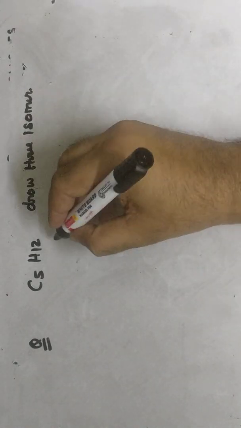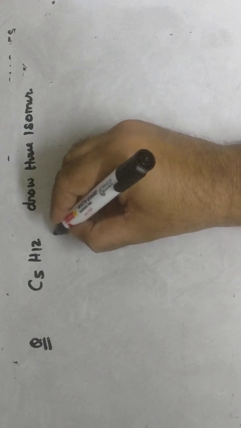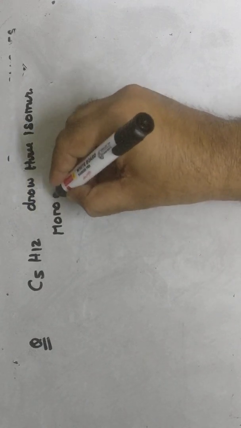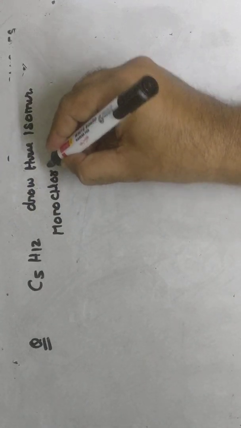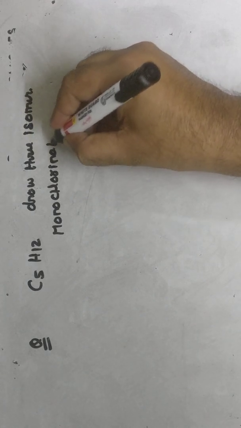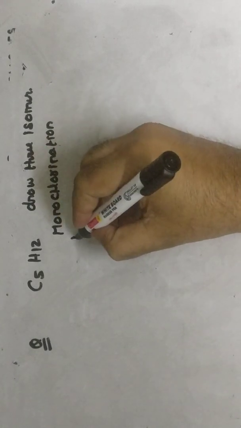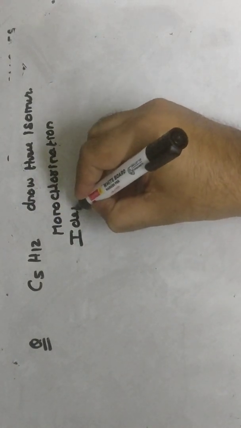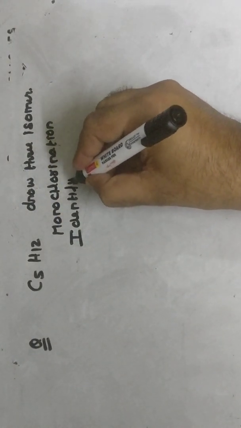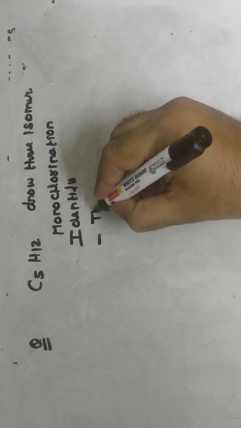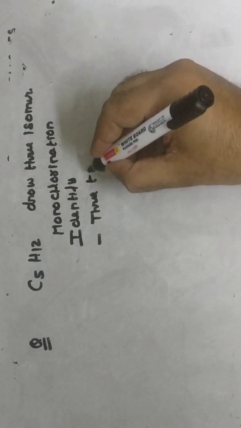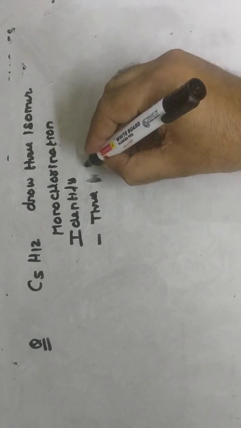Then they have asked us that suppose you are subjecting pentane to monochlorination. What is monochlorination? Reacting with chlorine one time. Suppose you are going to do monochlorination of an isomer. You have to identify that isomer which on monochlorination is going to give you 3 products.